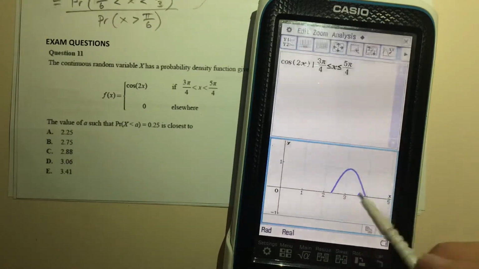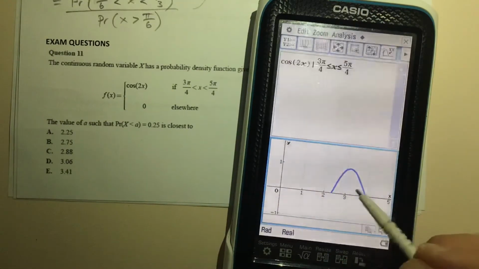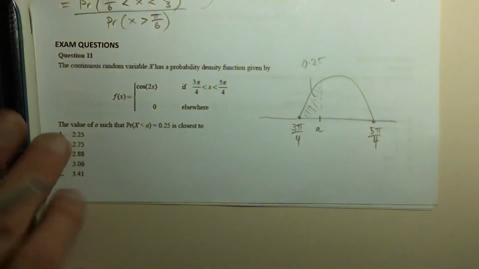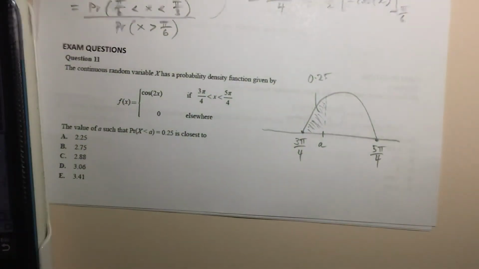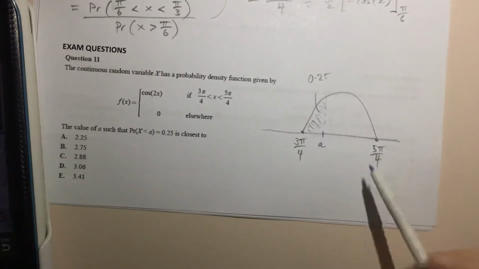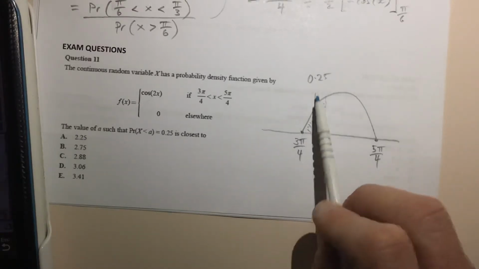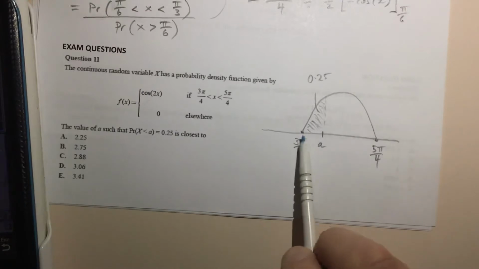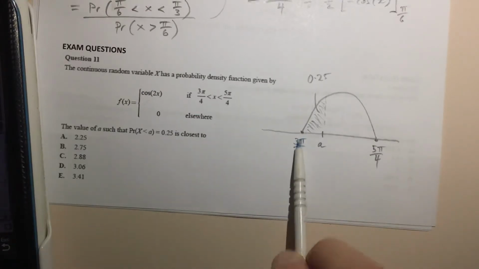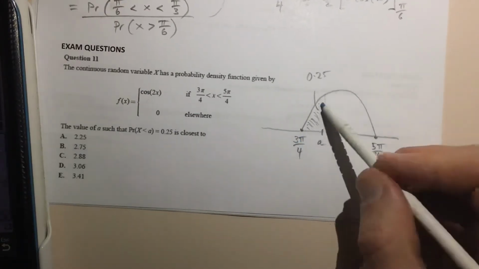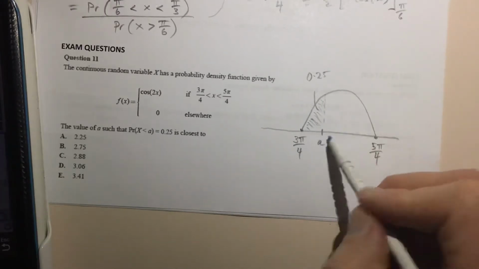We know this full area will be equal to 1, because that's the whole distribution of this variable. If we sketch this out, as I've done on the page here, you can identify what the question is asking. We've got this value a such that the area under the function that's less than x equals a will equal 0.25. In other words, the area between this lower terminal where the function starts and the number a will equal 0.25. Our job is to find that value of a.